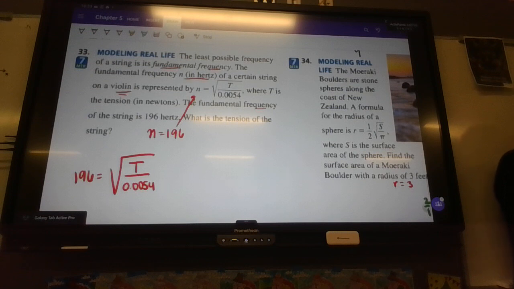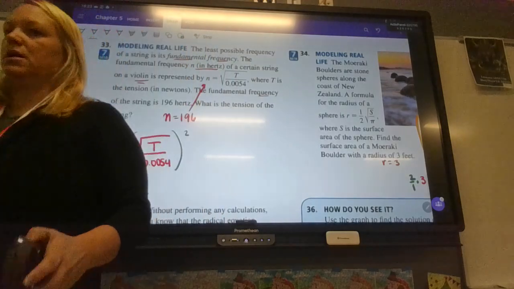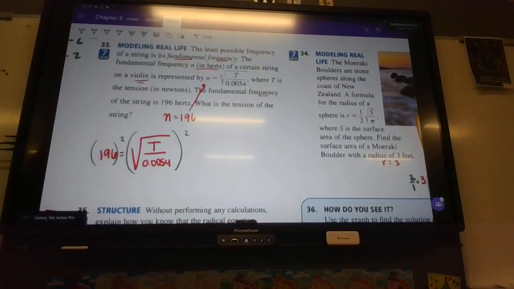Let's solve this. Yesterday we talked about canceling out radicals with exponents. So I'm going to raise both of these to the power of 2. So I should see lots of calculators or Google calculators or something. This is it. It's number 33. This is number 1 on Bellwart. I don't have this perfect square memorized. I don't know 196 squared, but here it is. 38,416 equals T divided by 0.0054.